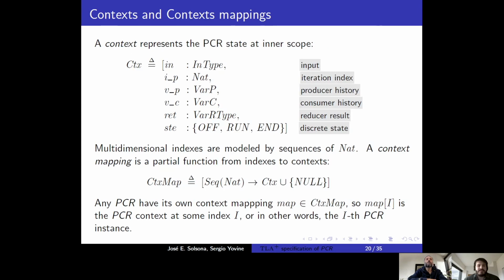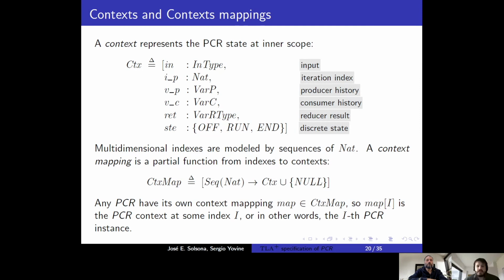The value null means the assignment has not occurred so far. So a context represents the PCR state in a scope. These are the components of the context. In is the input variable, EP is the current iteration index, BP and BC are the producer and consumer slides, Red is the reducer result, and there is a state component, one of the possible three states for the PCR.